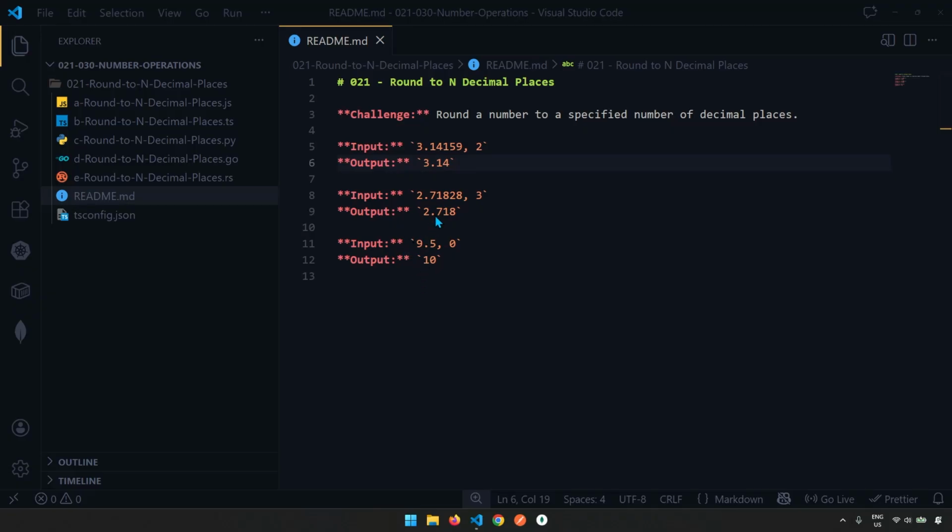And if you take a look at the third one, where we have 9.5, where we don't specify 1 or 2 or 3 decimal places, we just say 0, then that means we are going to round this number. If it is 0.5 or above, that's going to be rounded up. If it is less than 0.5, that's going to be rounded down. So 9.5 is going to be rounded up to 10.